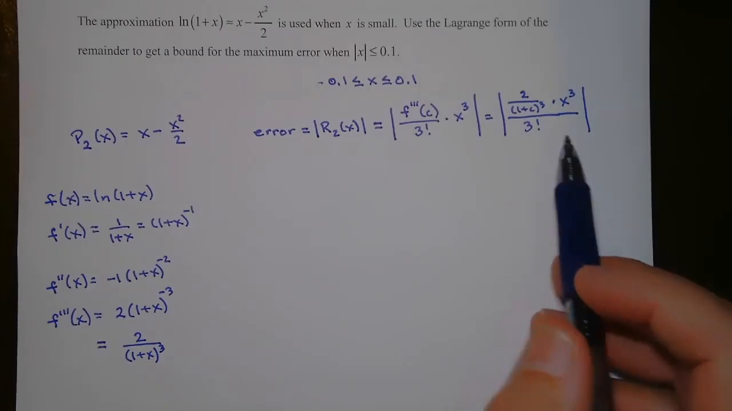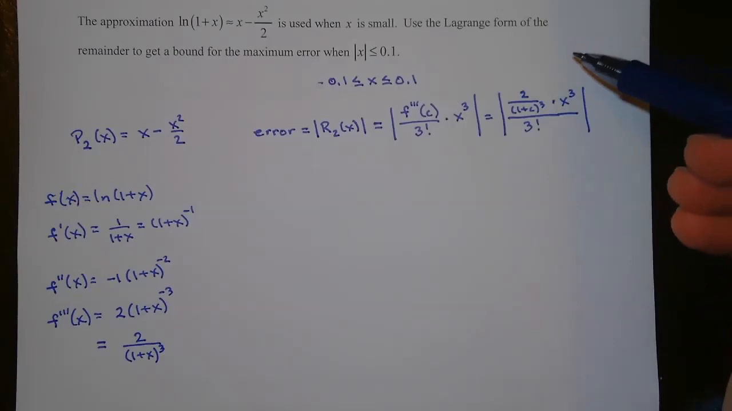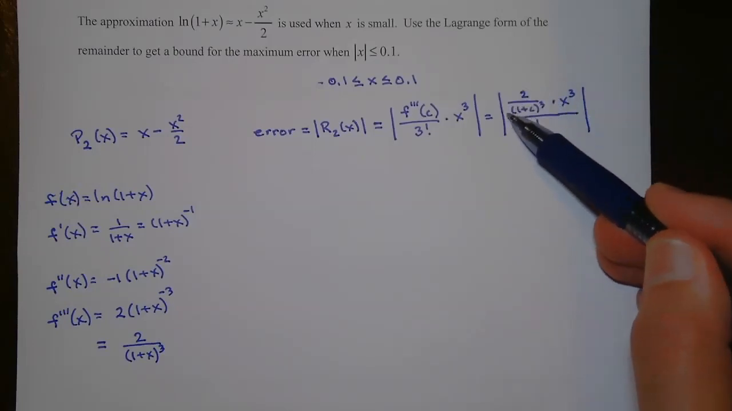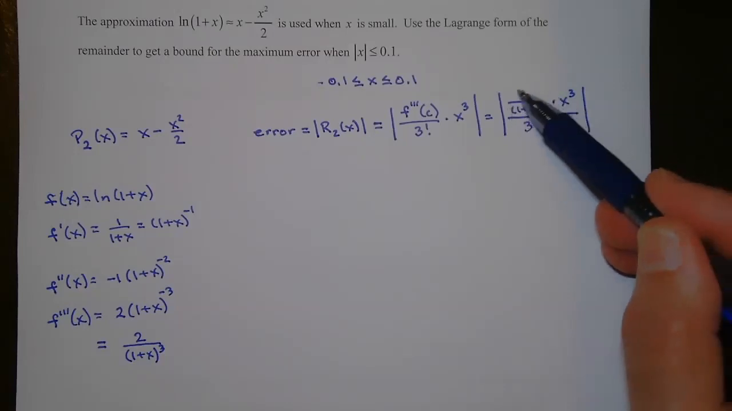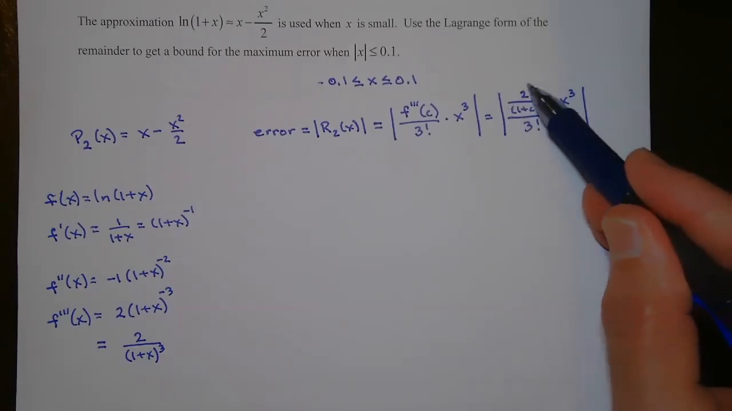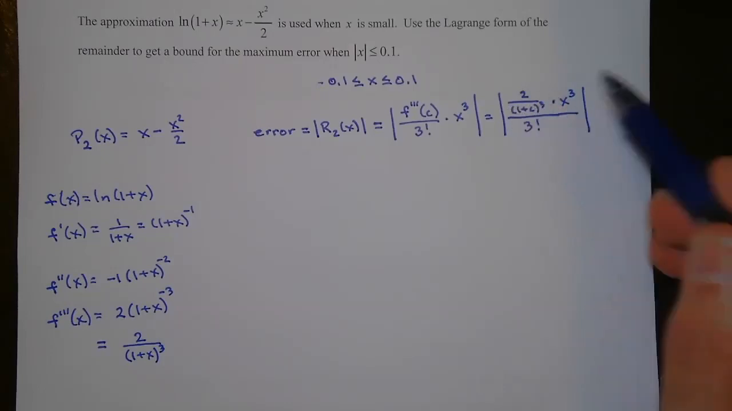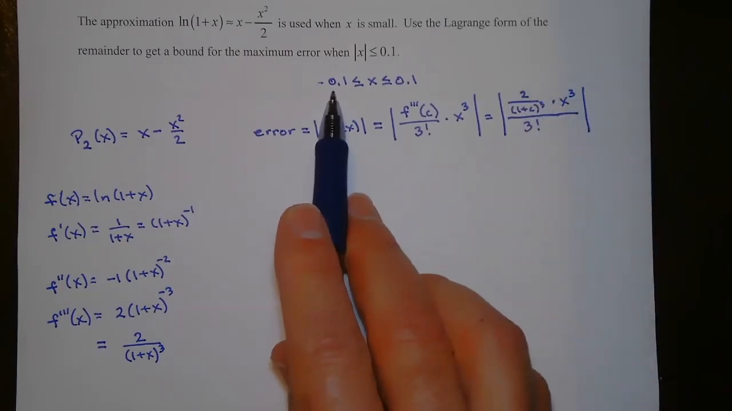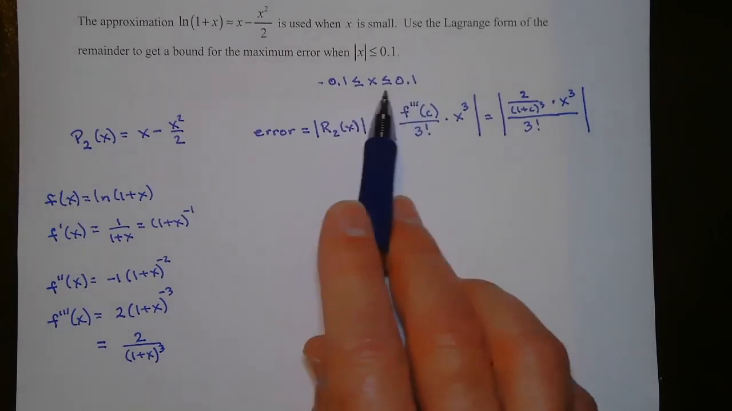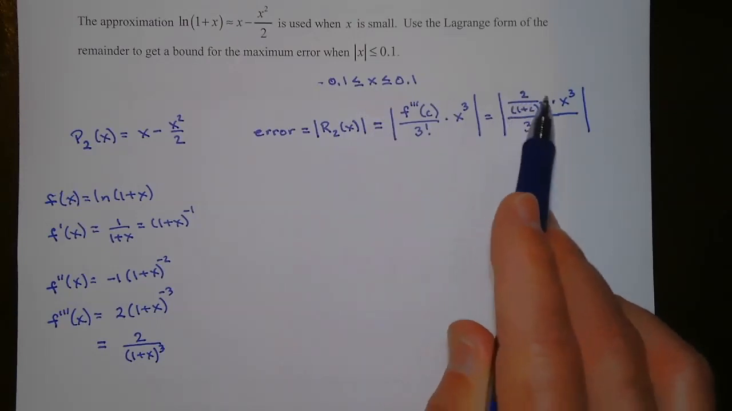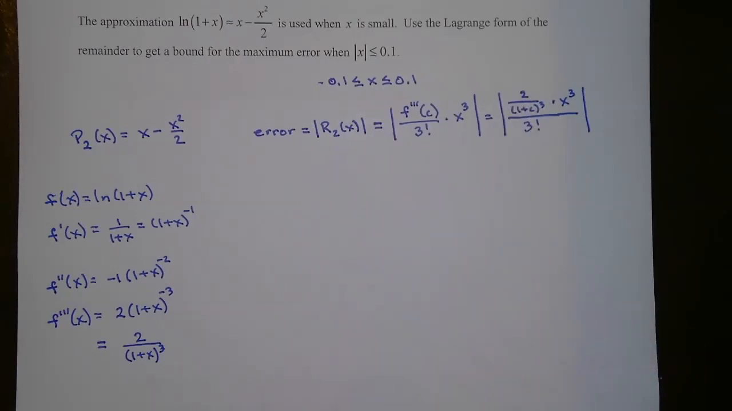All right, so the next thing we're going to need to do is find the maximum value of this, and what value will cause this to be the maximum. Now we're only going to look between negative 0.1 and 0.1. That's where we're going to look to see where this is going to be a maximum. So what we're going to use to find the maximum is a graphing calculator, and we're going to look at the graph of 2 over the quantity 1 plus x cubed.